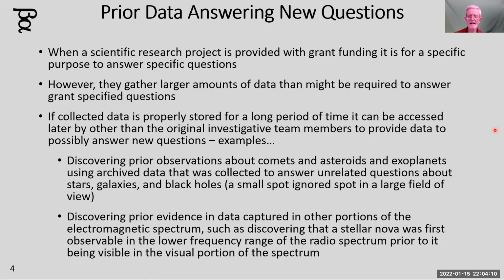So if the data is collected properly, in other words, it's fully defined data, and it's stored properly for a long period of time, it can be accessed much later by people other than the original investigative team members to provide data that can probably answer new questions. And the way that citizen scientists have done this is they go back and look at sky survey images, looking for comets and asteroids and even exoplanets that were archived in the data, but that's not what the original team was looking for. So they never saw the data.